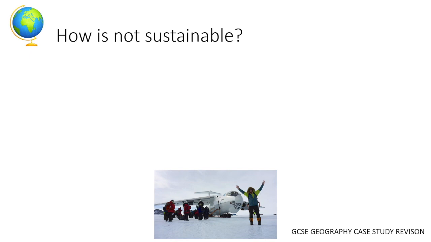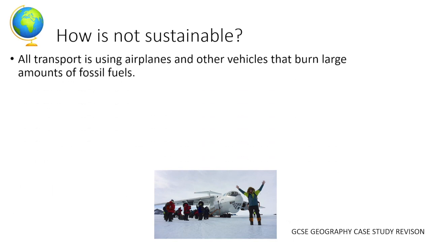But some people would argue it's less sustainable. So how is Union Glacier not sustainable? Well, as you can see on the image on the screen, all transport is using aeroplanes and other vehicles that burn large amounts of fossil fuels. There's no green way to get to Union Glacier. We saw its location on the map earlier. It's pretty isolated, it's pretty desolate.